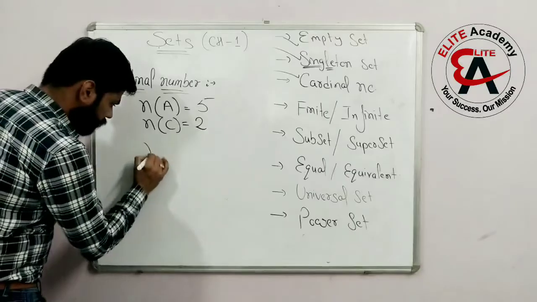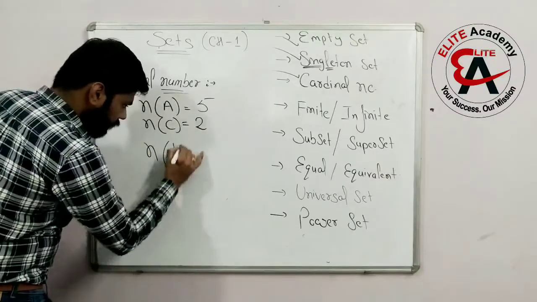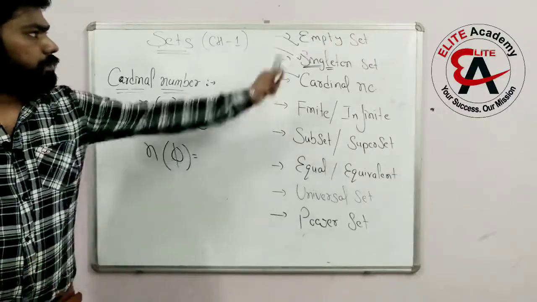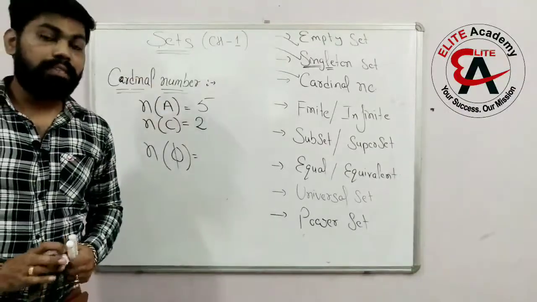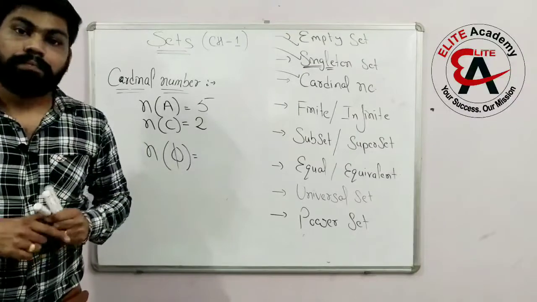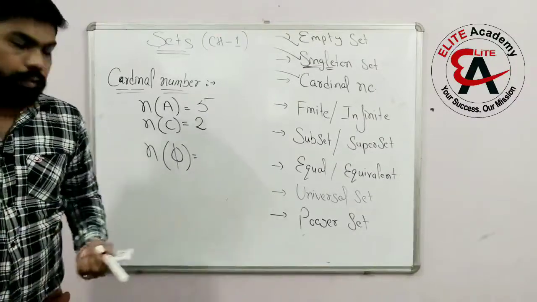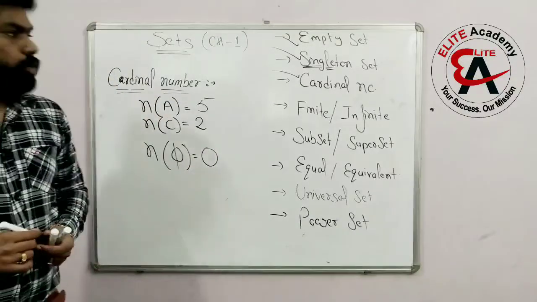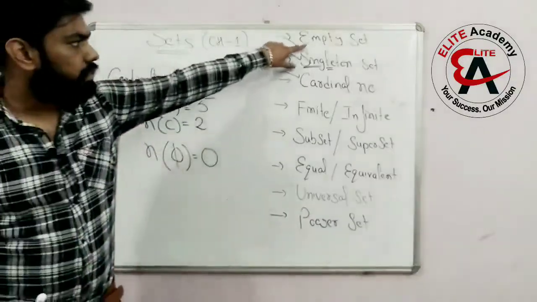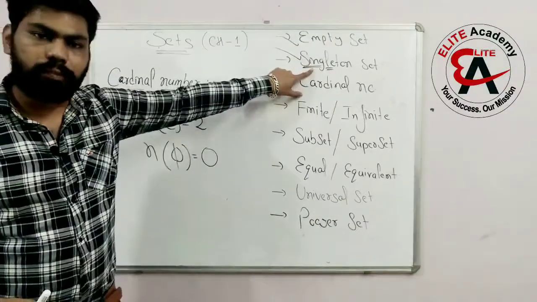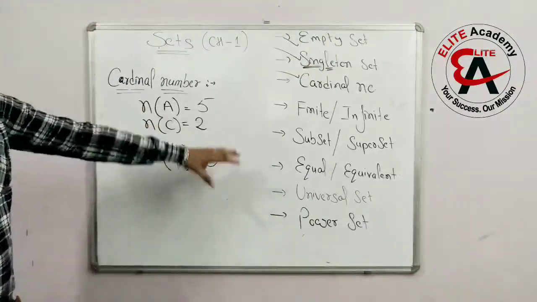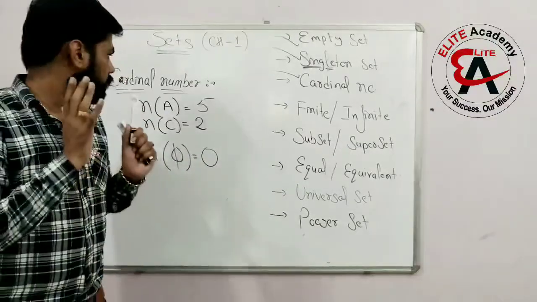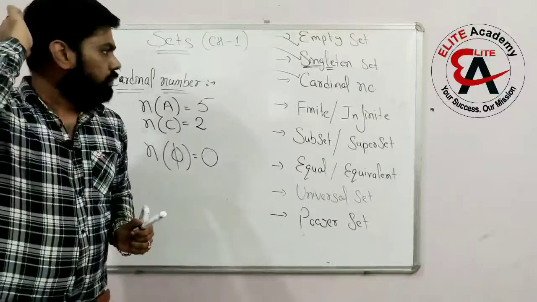Now the question comes, what is the cardinal number of the empty set? What kind of set is that? Empty set, in which the number of elements is 0. 0 means there is none. So the cardinal number is 0. So the cardinal number of the empty set is 0. The cardinal number of a singleton set is 1. And the cardinal number of other sets is according to the number of elements in that particular set. Is that clear or not?